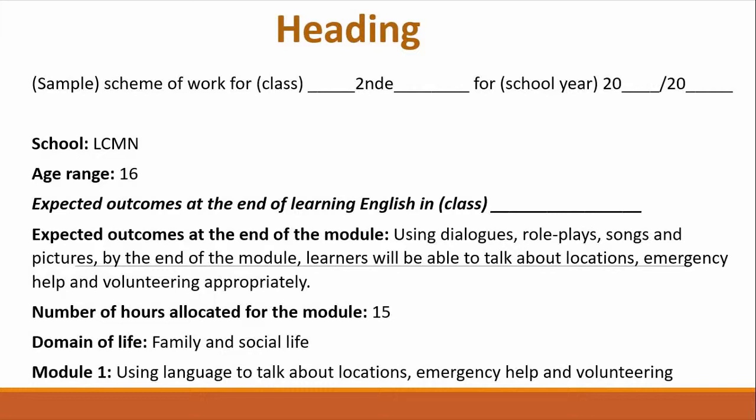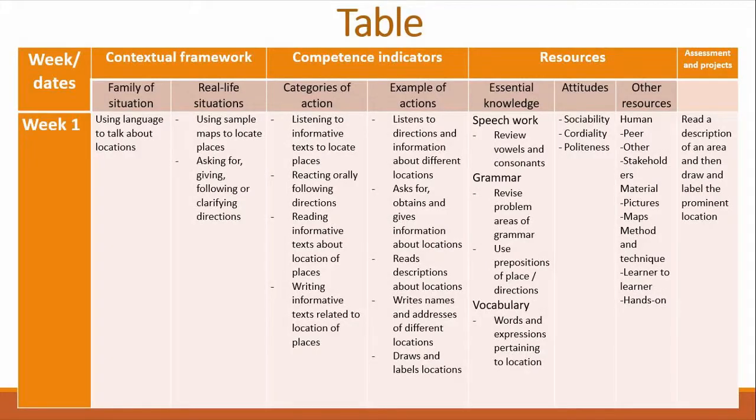Next, we have the domain of life, that is family and situations. And we have the module title, module 1 title: using language to talk about locations, emergency help, and volunteering. And you see after the heading we have the table, and the table, as we said, has the three main parts that are the contextual framework, the competence indicators, and the resources.